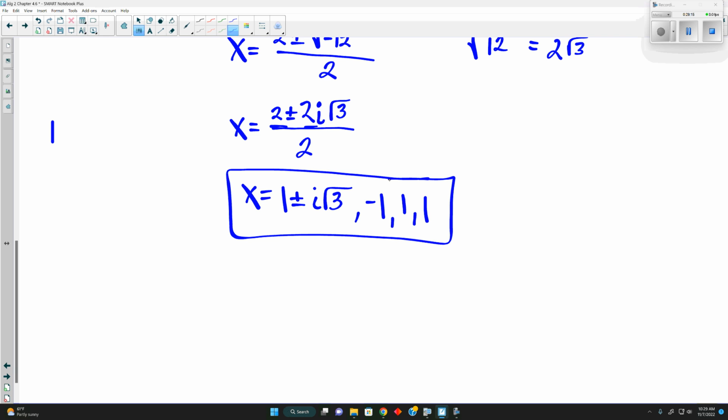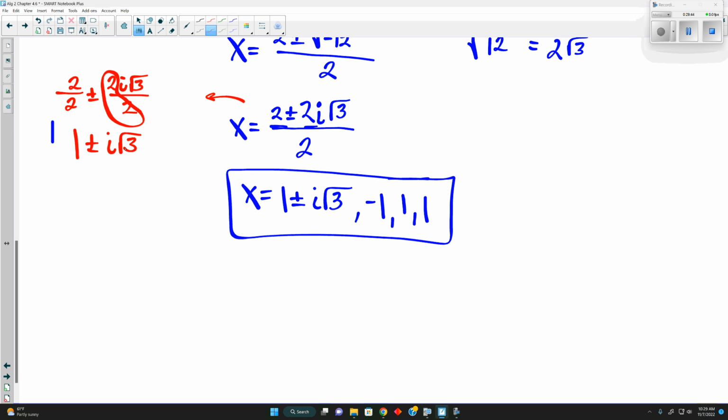Now, the reason we're able to do that, and kind of what we're not saying, is this here. What I'm really doing is saying 2 over 2 plus or minus 2i square root of 3 over 2, because we can split that fraction apart. In the first case, 2 divided by 2 is 1. This 2 over 2 is just 1. So we get to this here. That's another way to look at this.